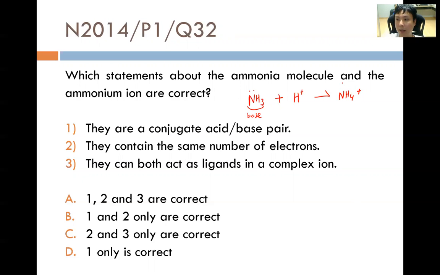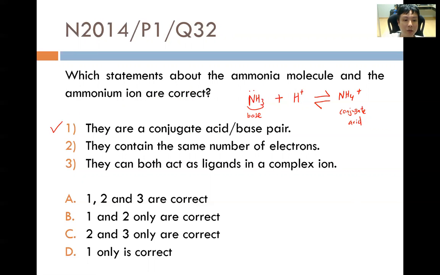When it forms the NH4+, it is now the conjugate acid because it can donate a H+ cation and return the NH4+ back to the NH3 base. So this is really the conjugate acid of the base ammonia. So it is true that the ammonia molecule and the ammonium ion are a conjugate acid and base pair.